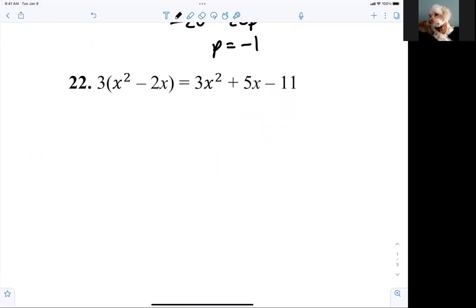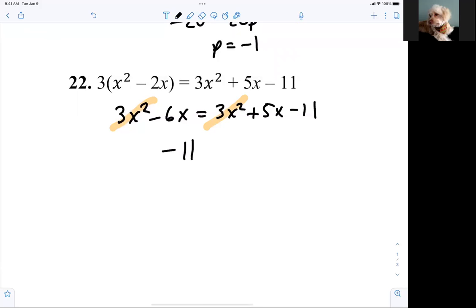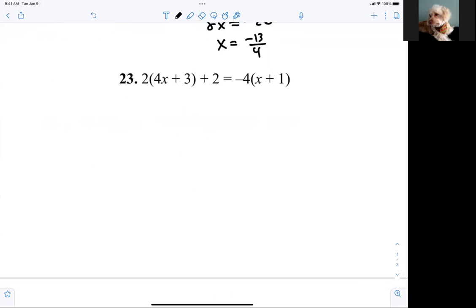Next, Josh, you're up. Go. 3x squared minus 6x equals 3x squared plus 5x minus 1. Now what? X equals 11. Now hold up a second. What happened first? You went too fast. What happens to the x squareds? They cancel. So now what do I need to do? You move the plus 5x over, so it's going to be negative 11x. There you go. So what does x equal? X equals... Perfect.